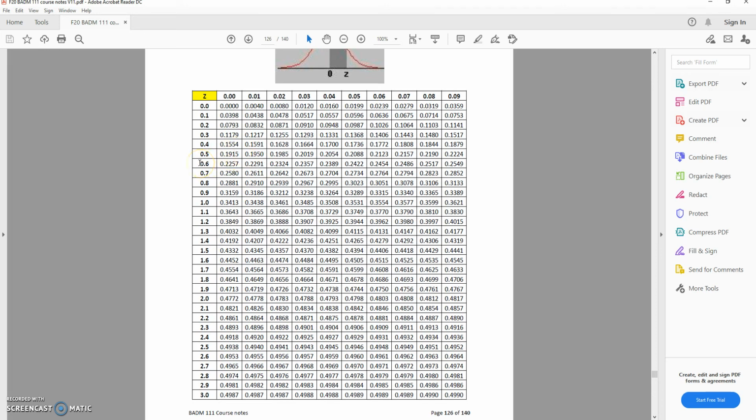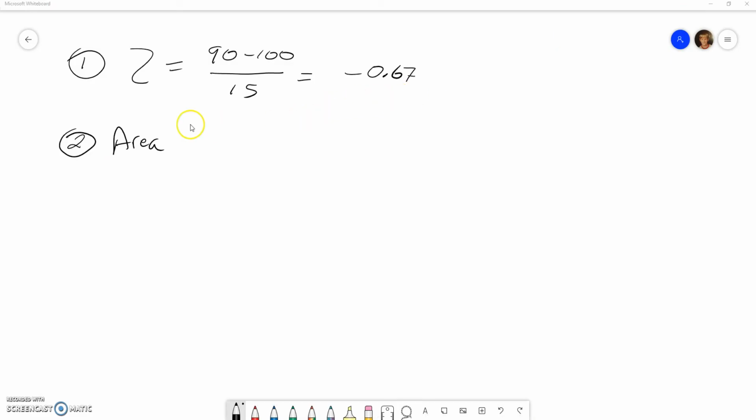So where Z value 0.67, there's 0.6, and in this column here we're going to have 0.07. So the area is 0.2486. So let's write that in there. Area 0.2486. And before we get to step 3, we're going to draw out the normal distribution.